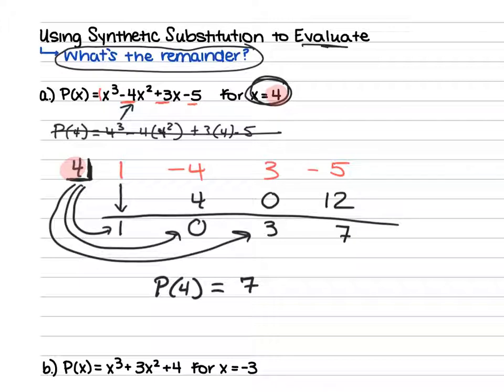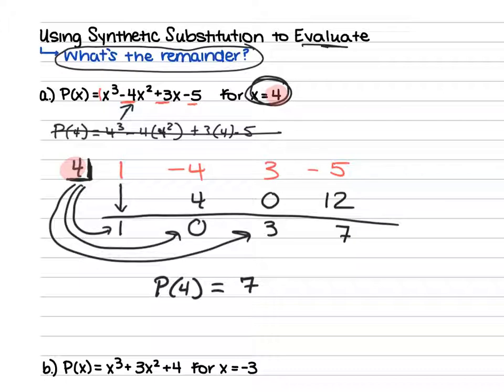Yes, sir? You know it's synthetic substitution when it doesn't have the x plus 2 or x minus 2, but it has an equal sign. Well, this one, let's say that I gave you this question on the test. It would literally say evaluate, and it would have p of x is equal to this. There's no division up there. It's not like the others that we had where it's showing division.